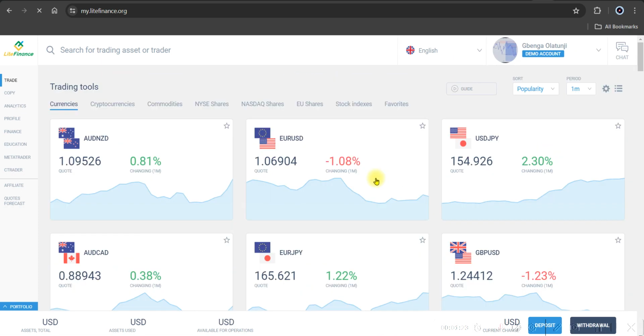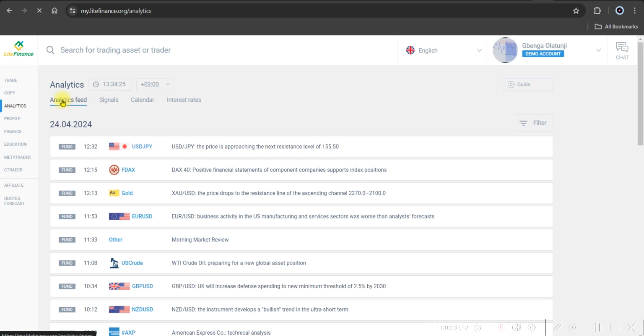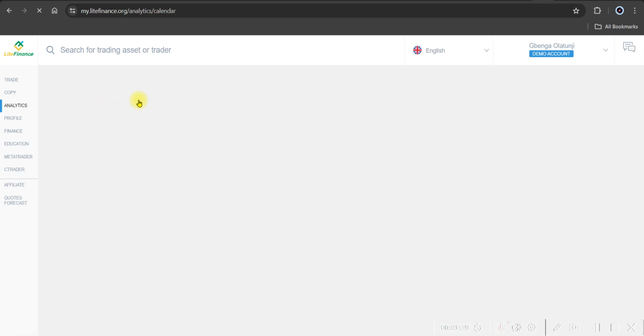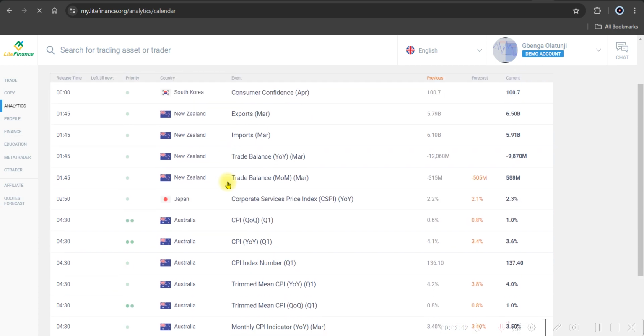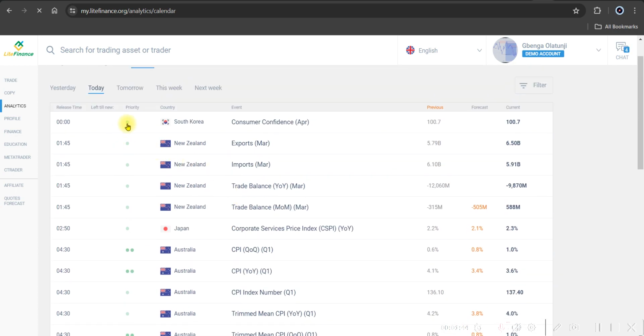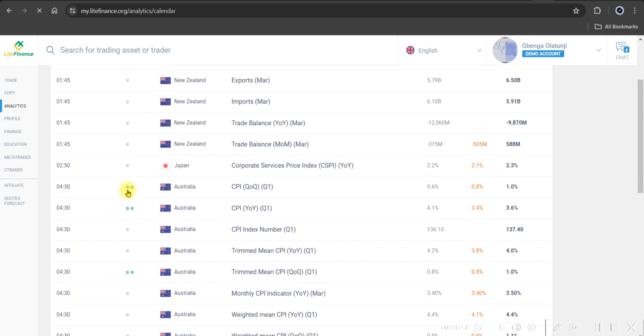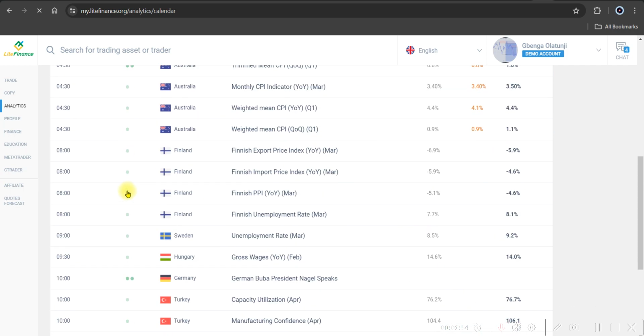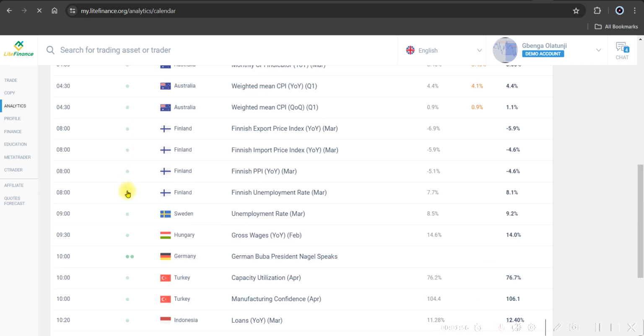For you to check some of this fundamental, you head straight to the analytics part of the website. Under the analytics, you click on calendar. On the calendar now, you can see some displays. You can see some things here called priority. We have one dot here, we have two dots here, and we have some that are going to show three dots.